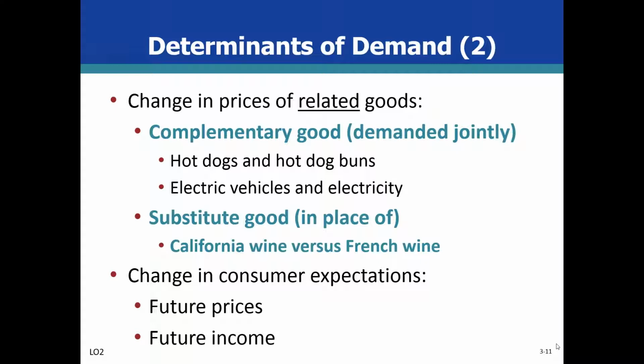Likewise, if I think that my income is going to go up next year, even though the boss hasn't come in and told me that I'm going to get that raise, I may begin to purchase certain normal goods or stop purchasing certain inferior goods based upon my expectation of what my income is going to be next year. Please review the difference between a change in demand and a change in the quantity demanded as part of your final review.